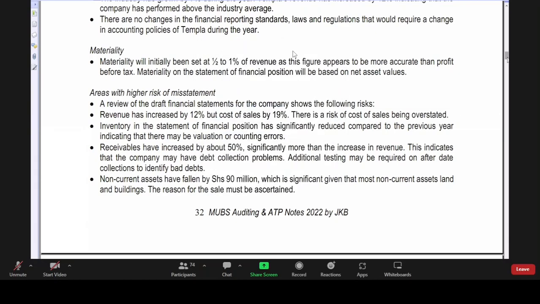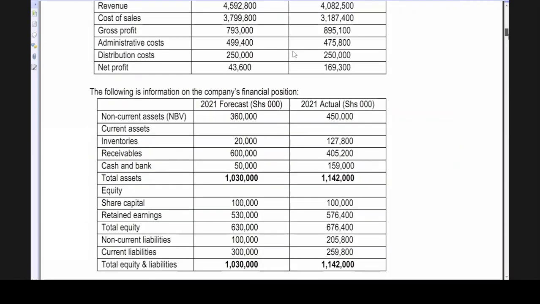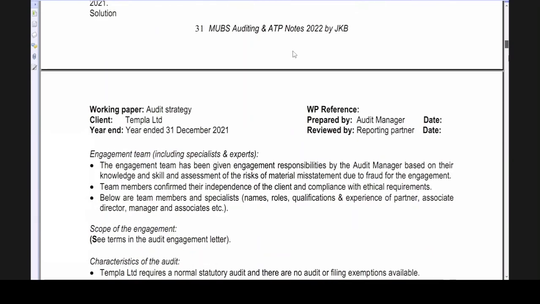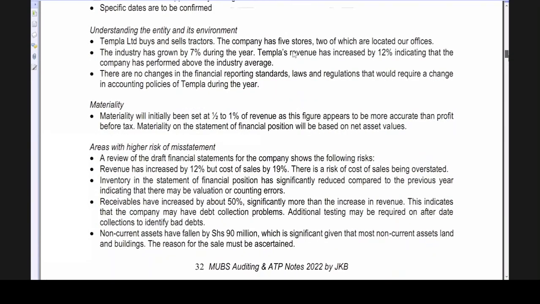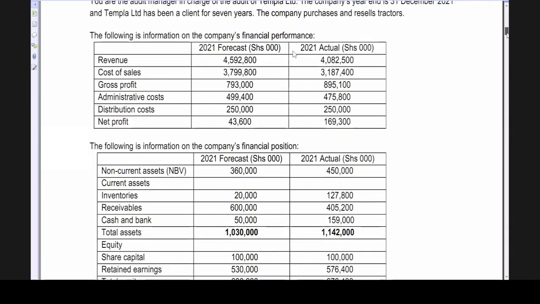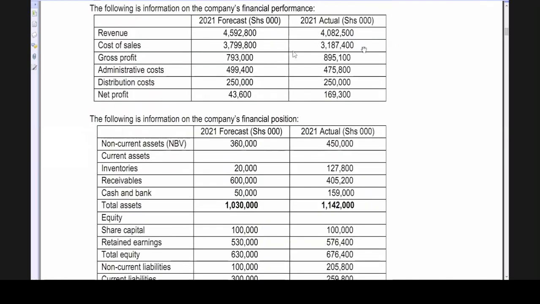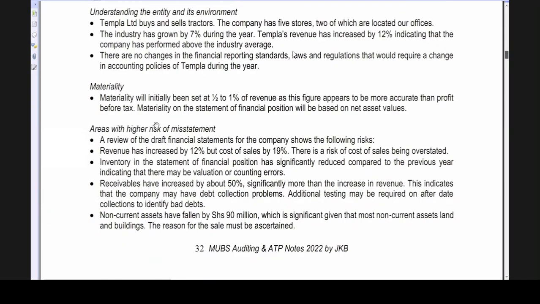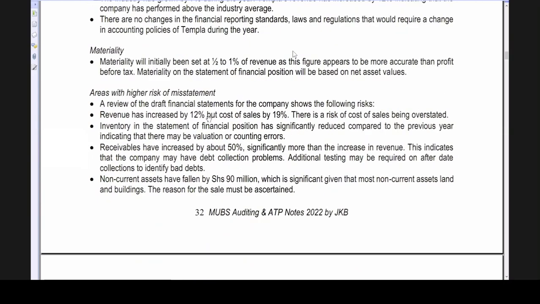Now, you see revenues increased by 12%, but the cost of sales increased by 19%. Now, there's something that is missing here. There's a comparative for the previous year. Something is missing, but okay, for your learning purposes, when you compare the previous year with the current year, you find that revenue increased by 12%, but the cost of sales increased by 19%.